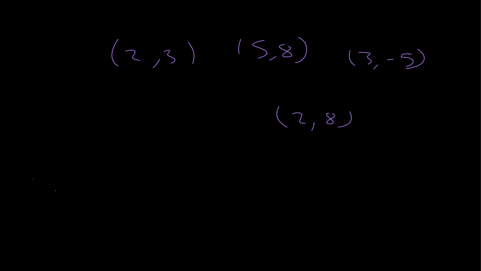Okay, if I have pairs 2 and 3, and 5 and 8, and 3 and -5, and 2 and 8. As you see, these now represent pairs, and each pair represents x and y, where x represents the domain and y represents the range, right? So that means xy, xy, xy. These numbers are random numbers for x and random numbers for y. Do they represent a function or do they represent a relation?